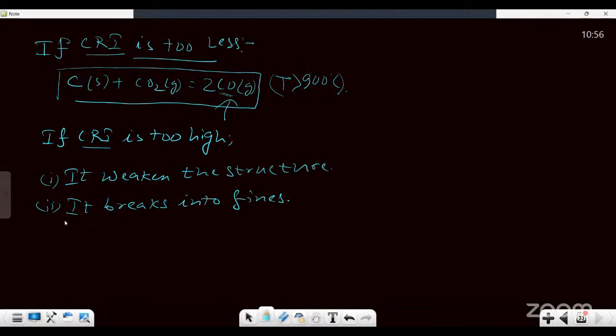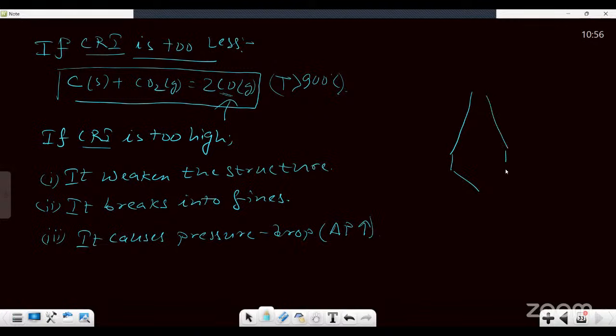It also causes pressure drop. Why does it cause pressure drop? I tell you, a very, very important concept. Basically, our delta P increases, the pressure drop increases. See, suppose this is a blast furnace, just a rough diagram. Now, what is happening if the CRI, the coke reactivity index, is too high? The structure is weakened and the coke is breaking into fines.